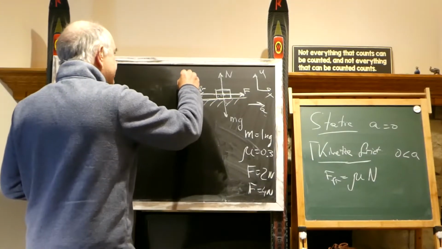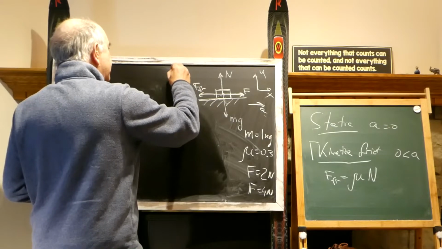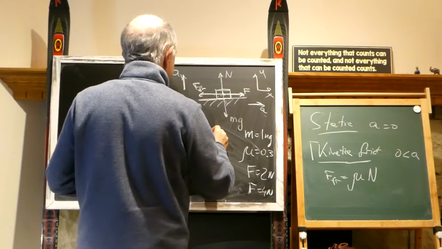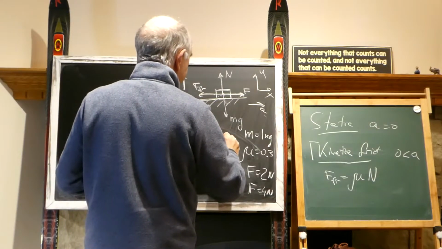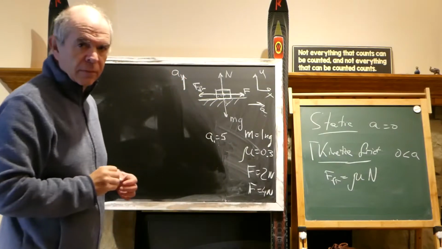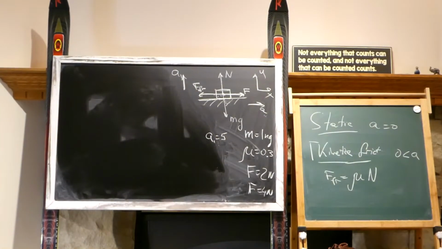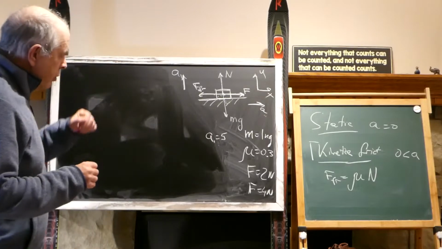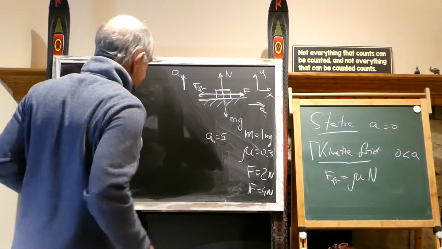The only difference is that it's all located in an elevator. And the elevator rushes up with some acceleration A1, say for example A1 equals 5. And so they want us to solve this situation.